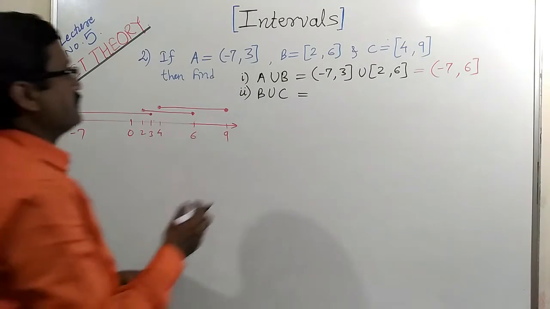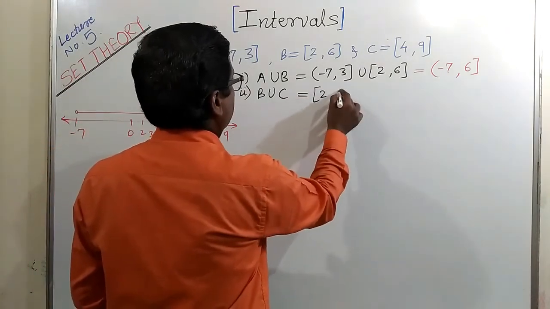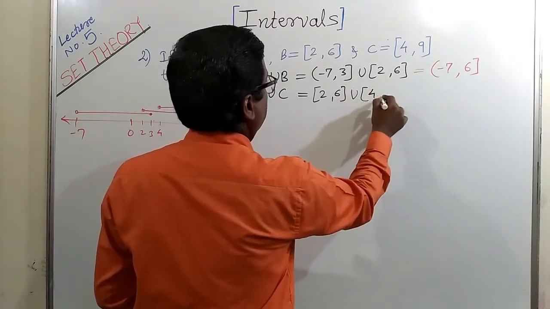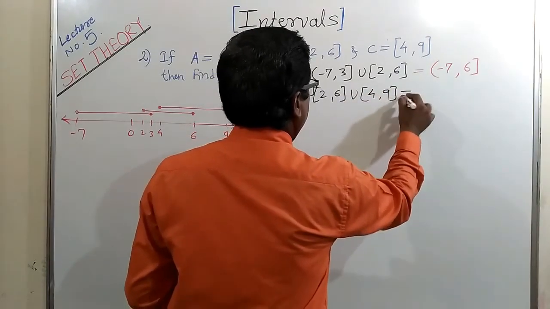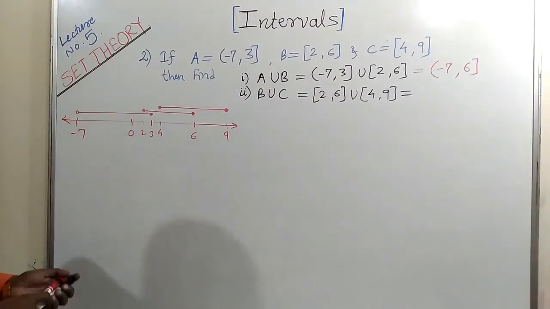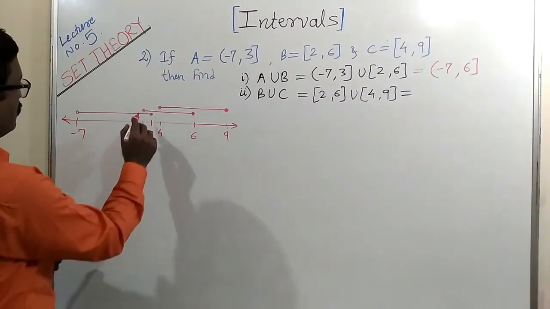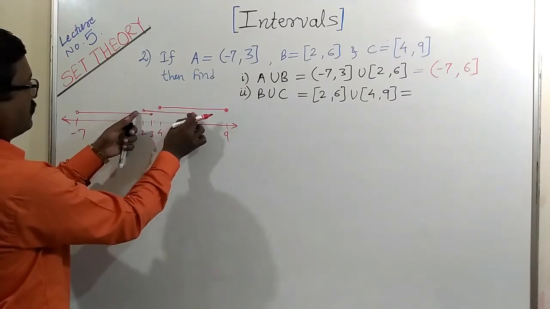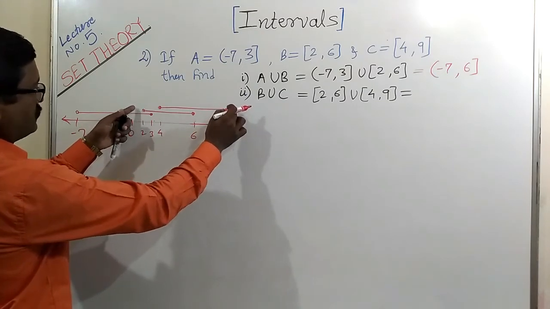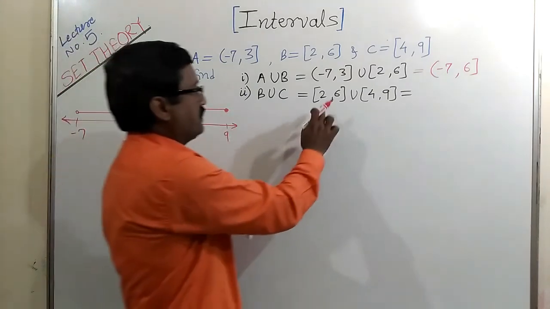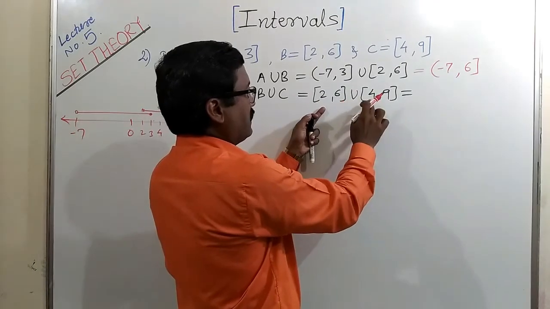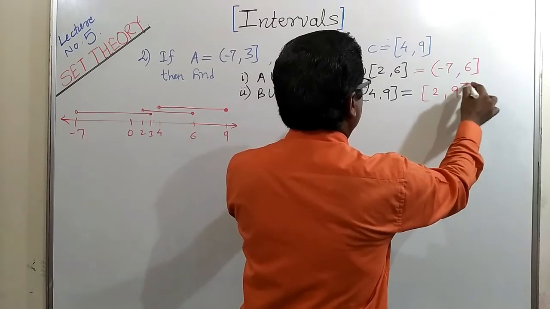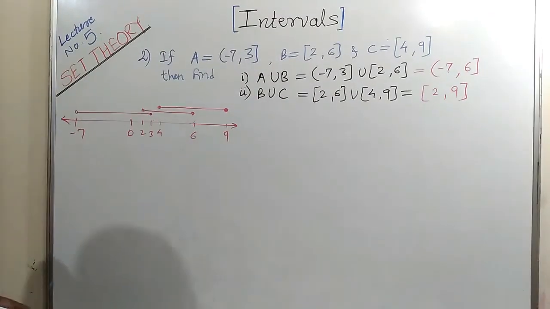Now B is, write B as it is, close 2 to 6, union C is close 4 to 9. Close 2 to 6 means from 2 to 6, and union from 4 to 9 means the union of these two segments will be a larger segment, that is 2 to 9, because we are coming from 2 to 6 and again from 4 to 9, so it will be close 2 to 9. Okay, that will be the second.